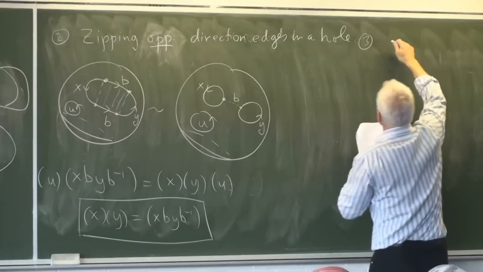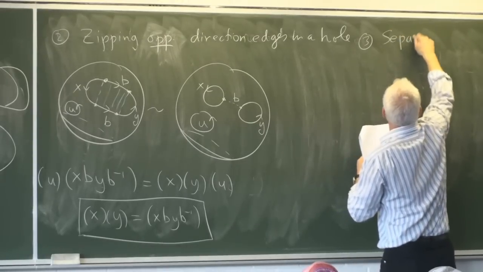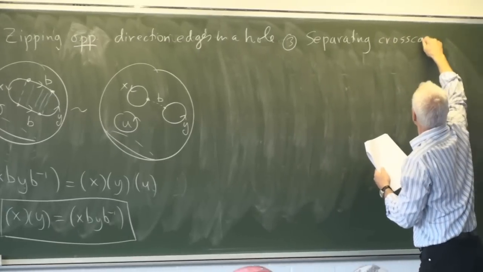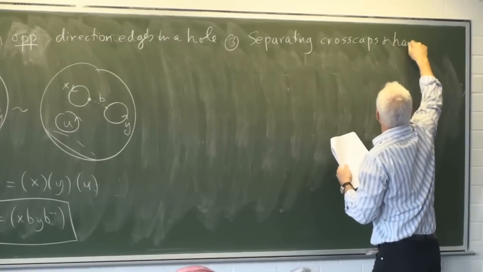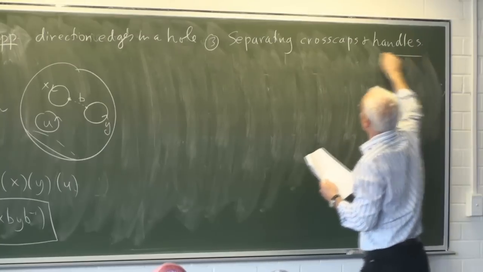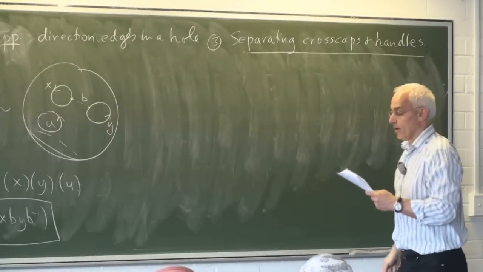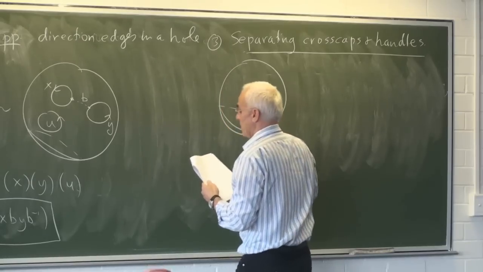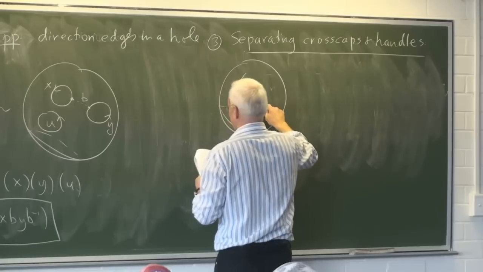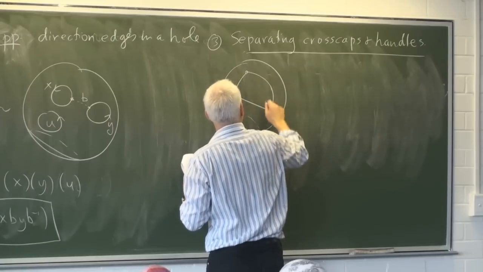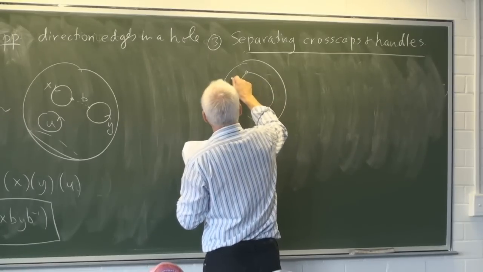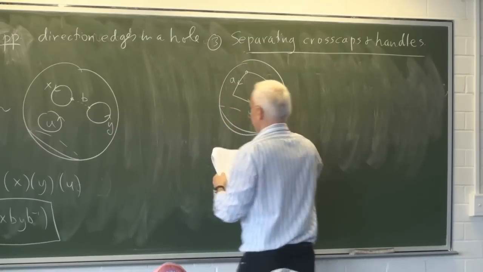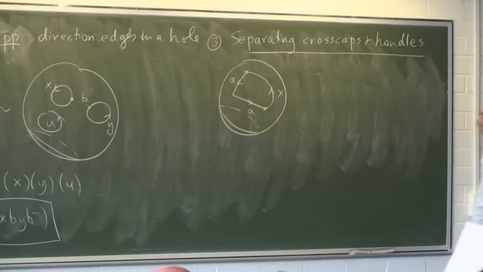And the third thing that we need is separating cross caps and handles. Okay, so these are rather special things. Suppose we have a hole that has an A edge and another A edge right beside it, and then an X. That's a hole.